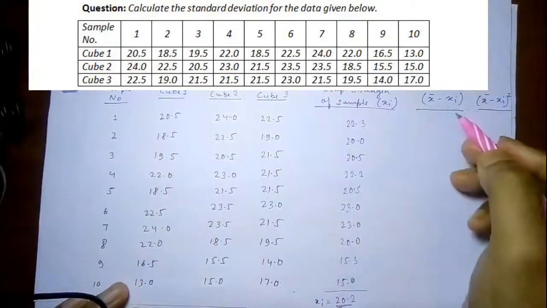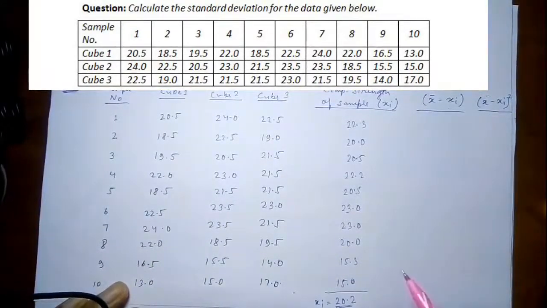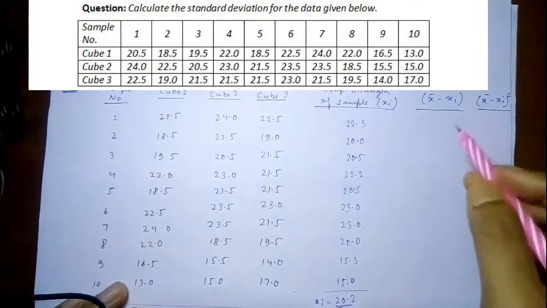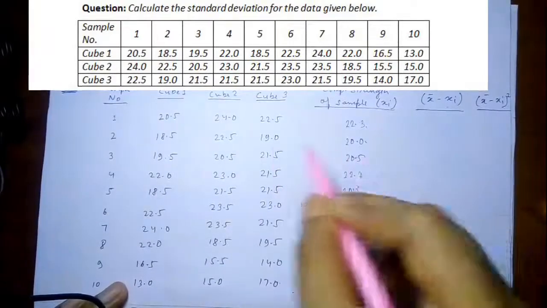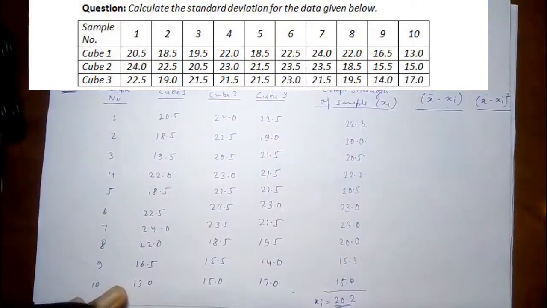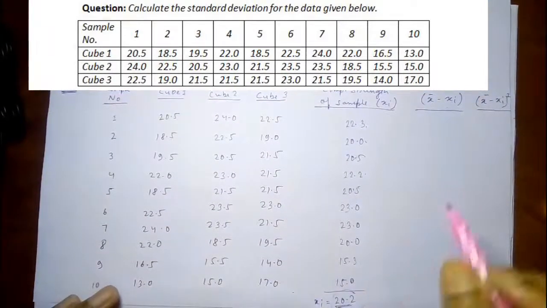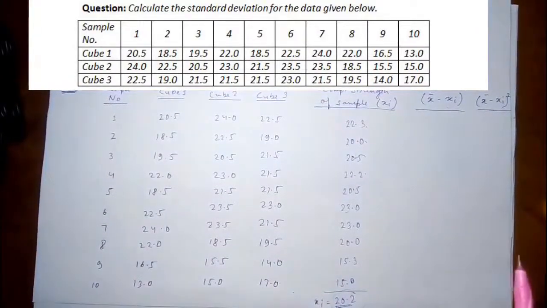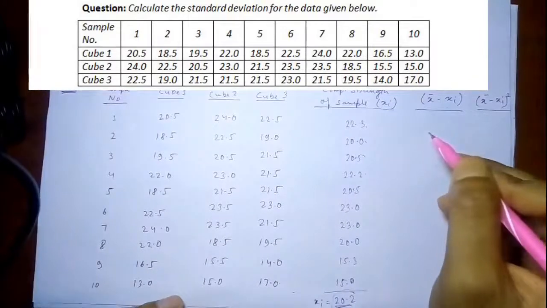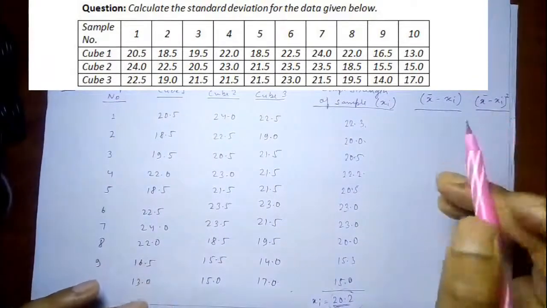So now the next column will be x bar minus xi. Here x bar is the average, and xi is the individual average of all these totals. These values can be either positive or negative. Let's see what happens.